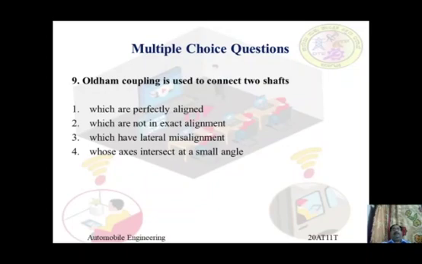Here, the Oldham coupling is the example of flexible coupling, which is used to connect two shafts which have lateral misalignment. So here the option is the third one, that is which have lateral misalignment.